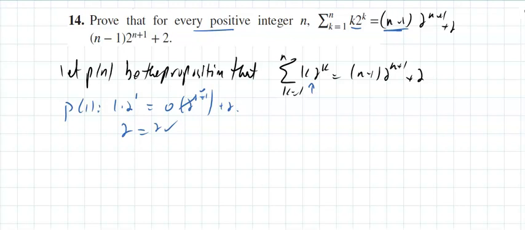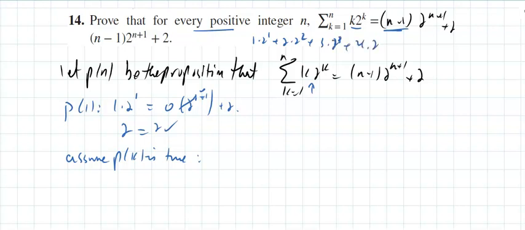Now, suppose P of k is true. What does that mean? That means if I list a few of these terms, k equals 1, that's 1 times 2 to the 1 plus 2 times 2 squared plus 3 times 2 cubed plus 4 times 2 to the 4th, and the list goes on.